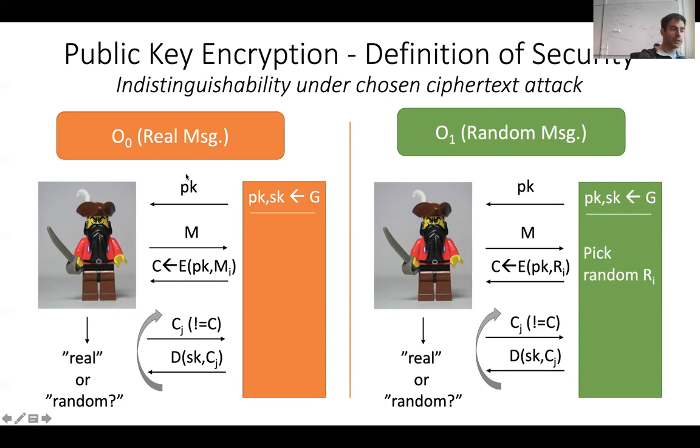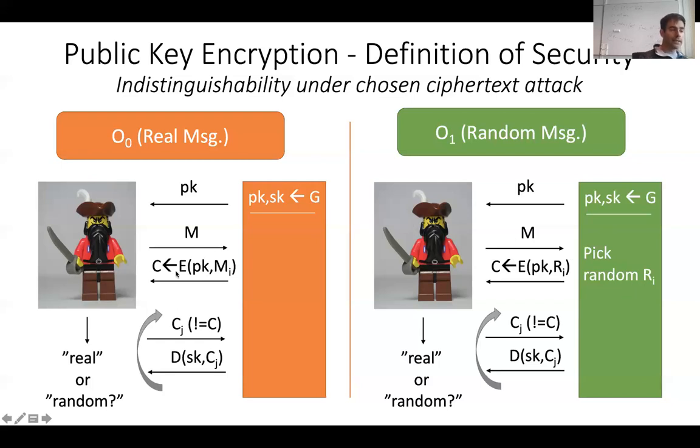Here again, we have this definition of security, which is modeled with two games, a real game and a random game. In the real game, the adversary gets the public key, then picks a message of his choice and gets an encryption of that message. Notice that I'm using the randomized notation, so this ciphertext is randomized. In the random case, the adversary chooses a message again, but instead of getting an encryption of that message, he gets an encryption of some random value.